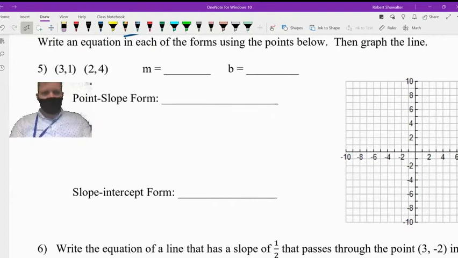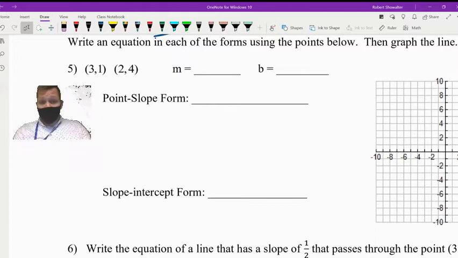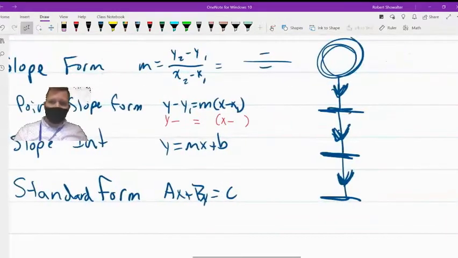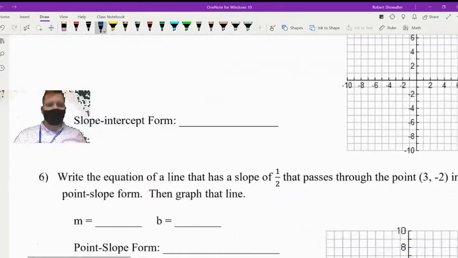Number 5 says we have 2 points here. We've got a bunch of characteristics to find about this line. In particular, we need to find the slope. We need to find the y-intercept. We need to find point slope form and slope intercept form. So let's start digging it out. If you remember, we're going to pretty much start by calculating the slope if we need to. Then we're going to put it in point slope form and convert it into slope intercept form. That's kind of the game plan that we're going to use, my friends.